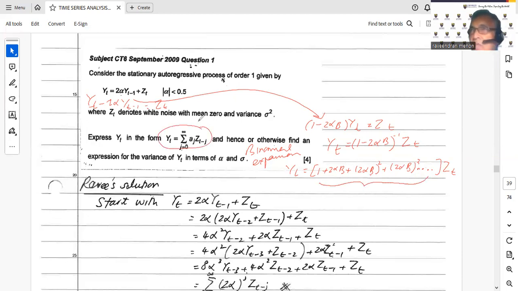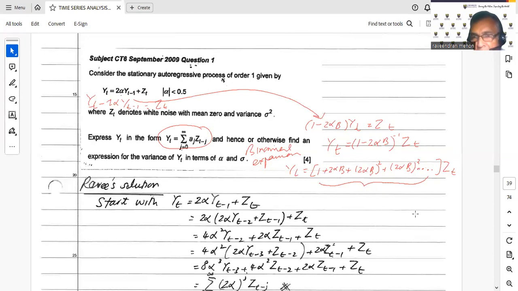Okay. So just relax a little bit, look at it, and see whether you can catch on straight away. That 1 plus 2 alpha b plus 2 alpha b squared, and so on, all in brackets multiplied by zt, and you can see that's the same thing. Okay, let me just move the screen up a little bit.